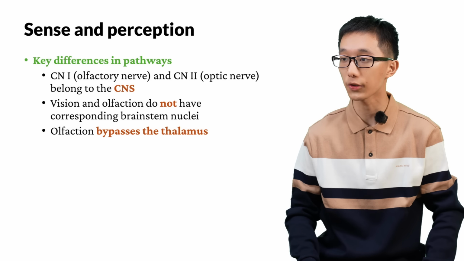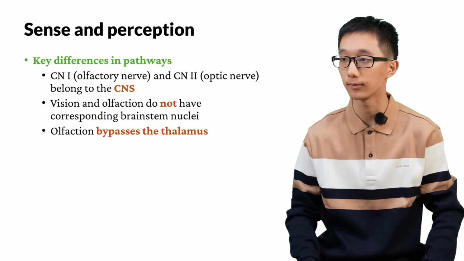This is because olfaction is actually a very primeval sense. Many animals, even the simplest animals, have olfaction because detecting chemical molecules in the environment is an essential sense to survival. Since olfaction was evolved very early in evolution, it does not pass through the thalamus, which is a relatively higher level structure.